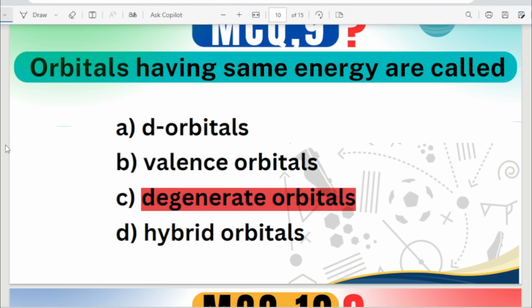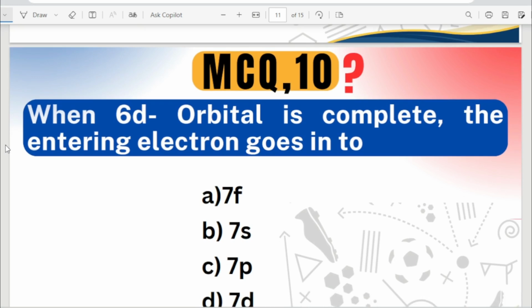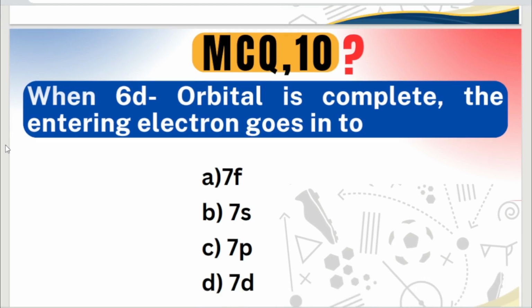Now we go over question number 10, and the question is: when 6d orbital is complete, the entering electron goes into, the four options being 7f, 7s, 7p, 7d. So for the right choice, we have to discuss the n plus l rule, and the rule is orbitals are filled energy wise. Thus orbitals are filled in the following order.